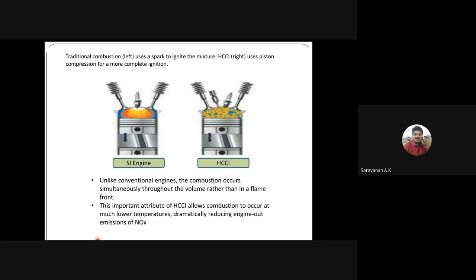Pollution control, right. So how will it control the pollution?